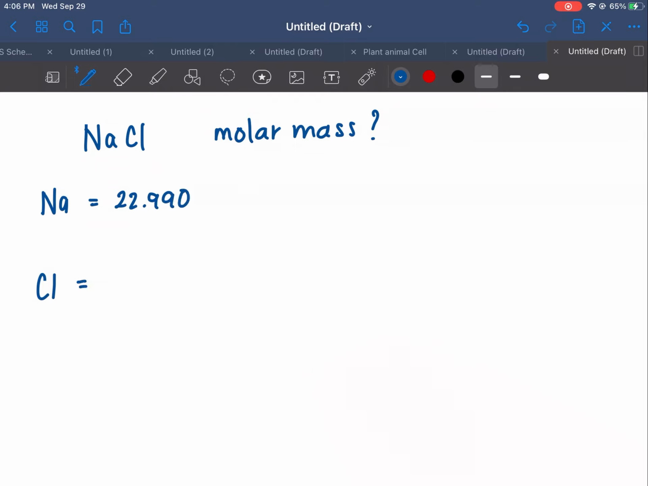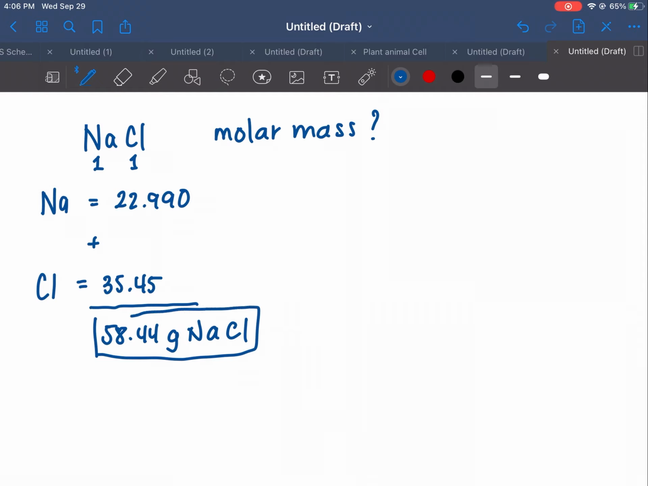If you look at the periodic table, the atomic mass of sodium is 22.990 and chlorine is 35.45. Since we only have one sodium and one chlorine in sodium chloride, we don't have to do anything, and then we just add them. That gives you 58.44, okay? And that would be the molar mass of sodium chloride. So when you're looking for a molar mass, make sure that you are looking at your periodic table. Let's try another one. This is also on your handout.